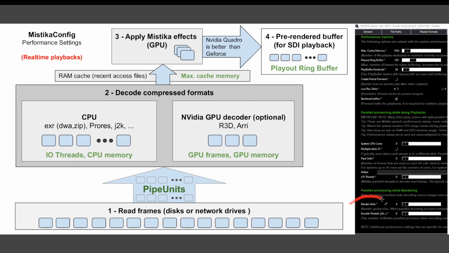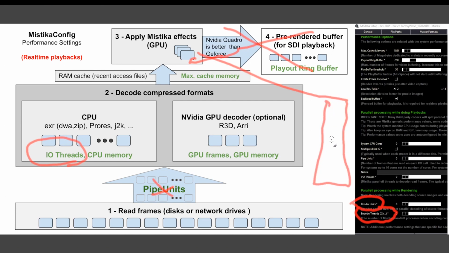The render units is the equivalent of pipe units, but in this case, render units is for render. Pipe units is not going to be used at all during a render, because we are also encoding image, so we have also the encode threads, so we have a different situation here. The IO threads is still in use to decode the images that we are rendering. We send it to the GPU, but then we are not using the playout ring buffer at all. Once the effects have been applied, we are going to send the images to the encoder, and then we are going to write those images to disk.